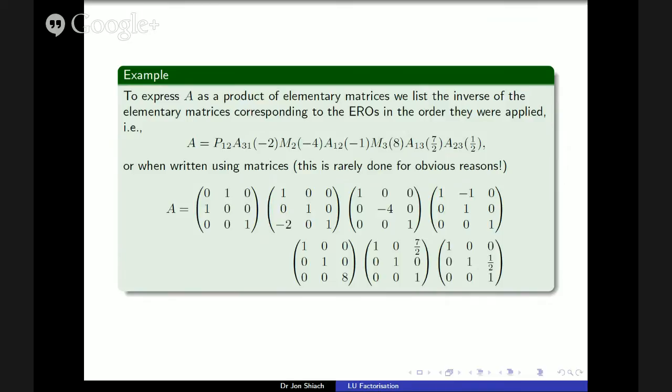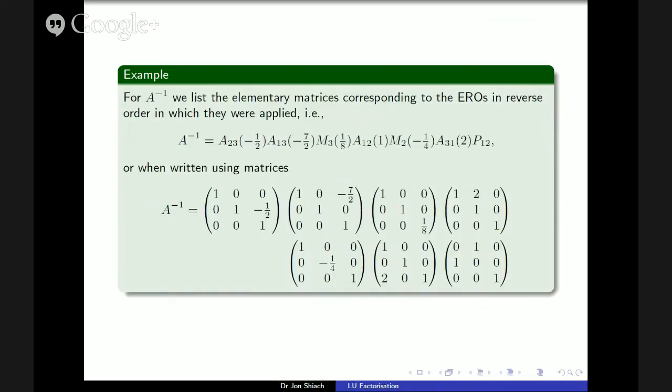What about A inverse? Well, for A inverse, we list the elementary matrices in the reverse order that they were applied. The last thing we did was subtract 1/2 lots of row 3 from row 2, so that goes first. Then we subtracted 7/2 lots of row 3 from row 1, so that comes next, etc. So I can calculate the inverse of A by finding the product of all those matrices, and that will give me A inverse. Again, not particularly useful, but the point of showing you this is we're going to use it in LU factorization.